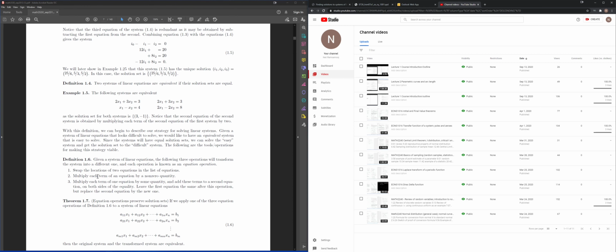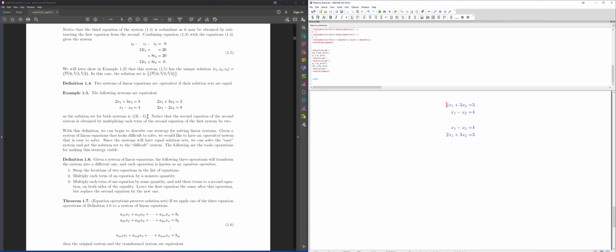Okay. Your second type of equation operation is when you swap the location of 2 equations. So consider this is my original system over here. I wrote it here, and this is when I swap 2 equations. So this is my original system, and I get a new system where I swap 2 equations.